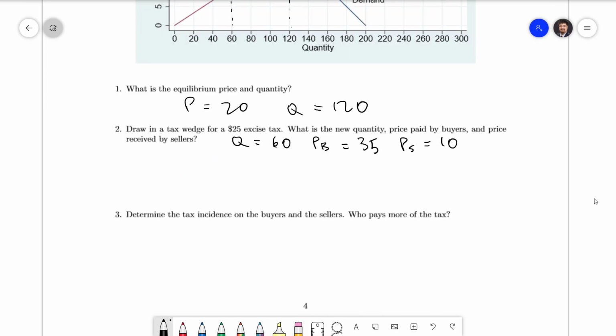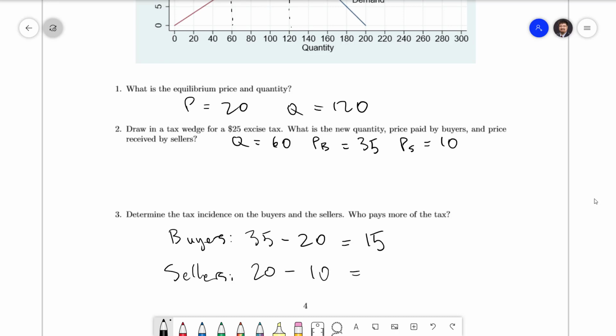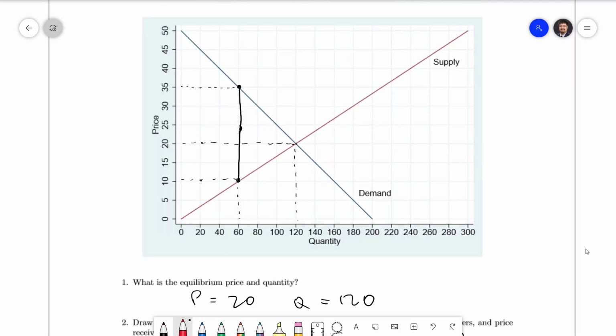And the last part is, what is the tax incidence? For the buyers, what we need to do is take the price they're now paying, which is 35, and subtract off the price they used to pay without the tax. That's going to be 15. Do the same thing for the sellers. They used to receive 20, they now receive 10, and so their tax incidence is going to be 10. And just to check if we did this correctly, these have to add up to 25, and of course 15 plus 10 is 25.